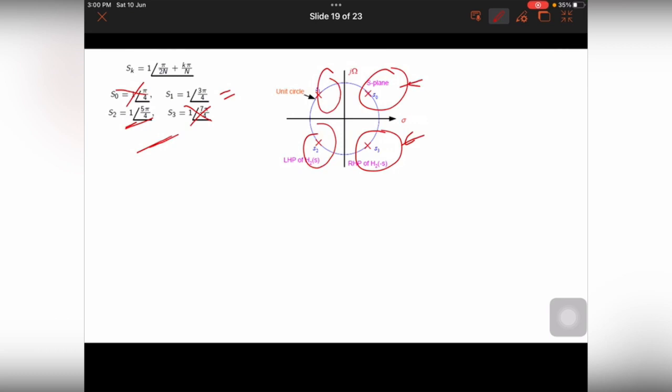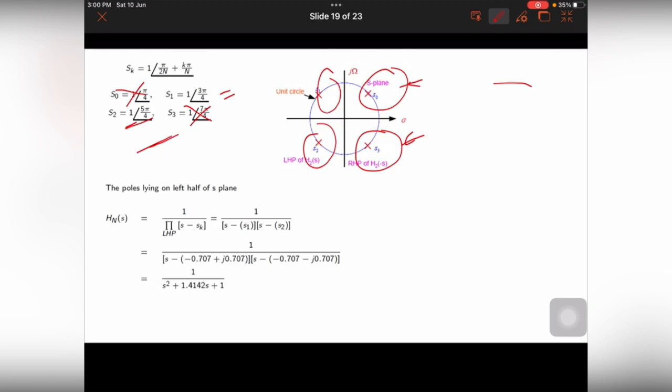So next, once you do that, you know the value of S1 and S2. So what is your S1? S1 value is 3 pi by 4. So you will get cos 3 pi by 4 plus j sin 3 pi by 4. Cos is negative in the second quadrant, sin is positive. So you will get minus and plus values: minus 0.707 plus j 0.707.